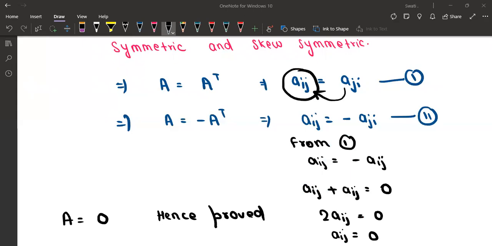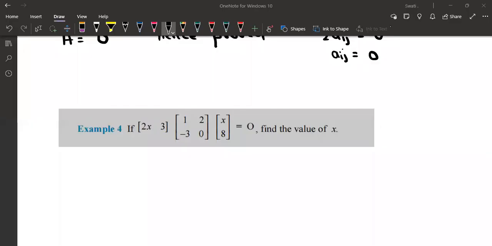All right. So this was our third solution in NCERT Exemplar. Now we will go to the fourth one. Okay, so let's have a look at the fourth question. Very simple question. If the product of matrices [2x 3] and [1 2; -3 0] and [x; 8] is equal to 0, find the value of x.